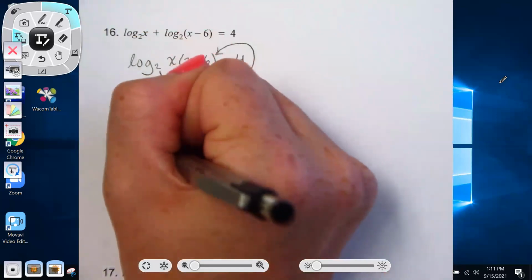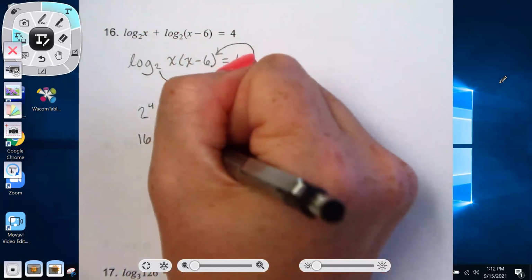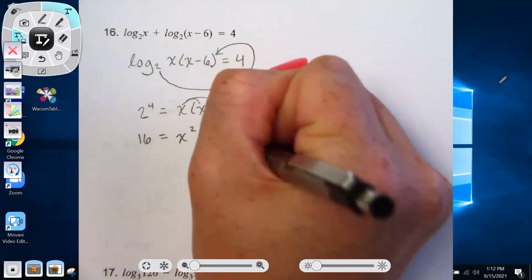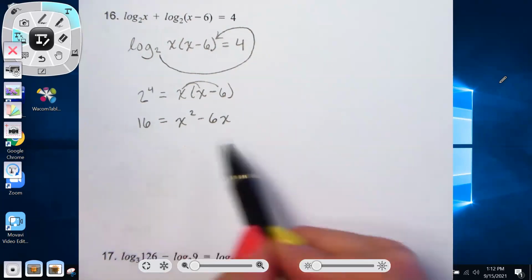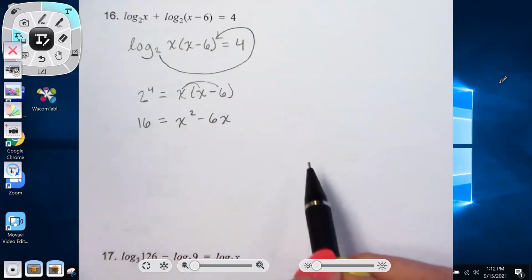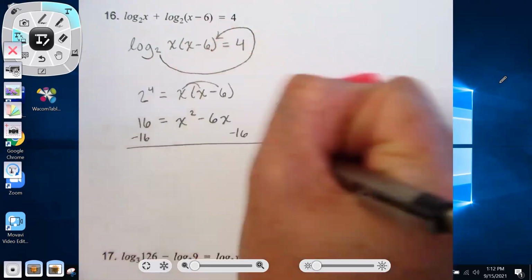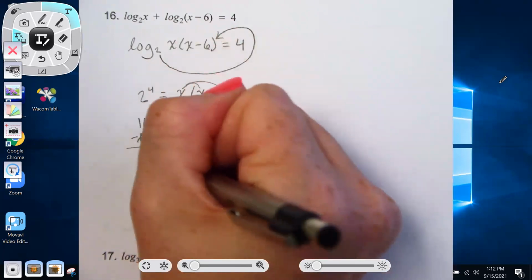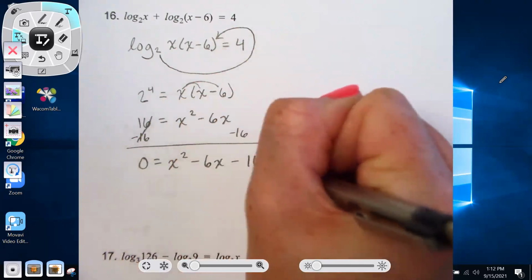Okay, 2 to the 4th is 16. We can distribute the x here to get x squared minus 6x. Because we have an x squared term and a term that has just x, we're going to have to factor. So to factor, you have to have everything on one side of the equal sign set equal to 0. So we need to subtract 16 from both sides. So we get 0 equals x squared minus 6x minus 16.